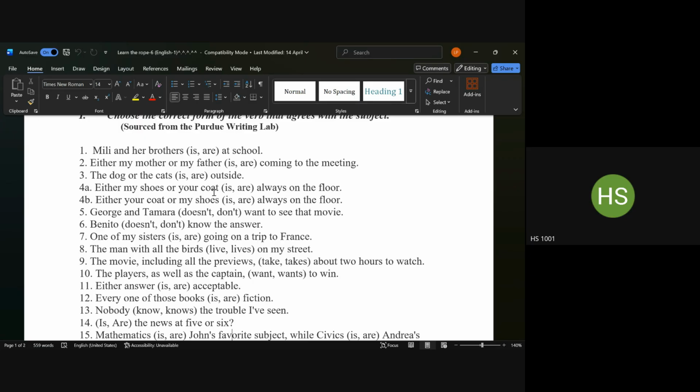Okay, now 4a, either my shoes, I think they're of similar nature. You can, I think, understand that. Either my shoes or your coat is always on the floor. Is.